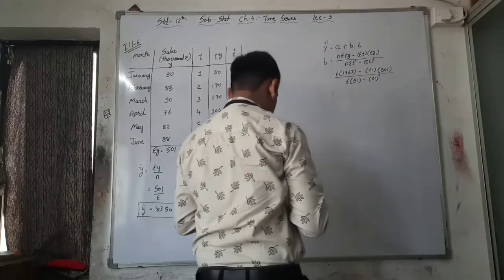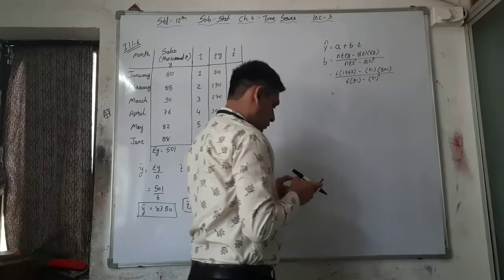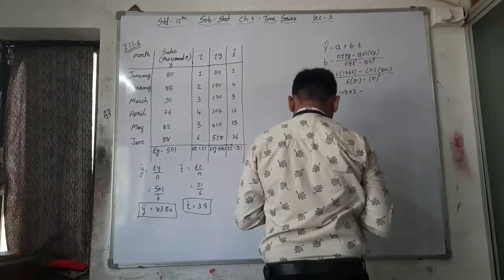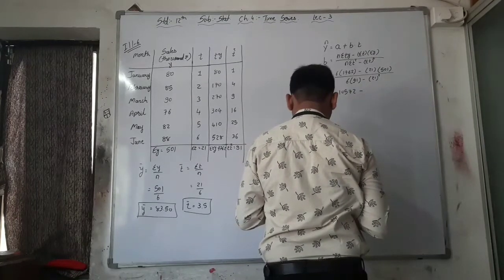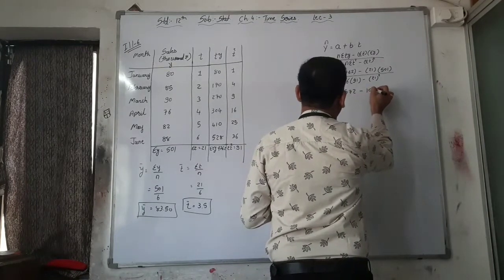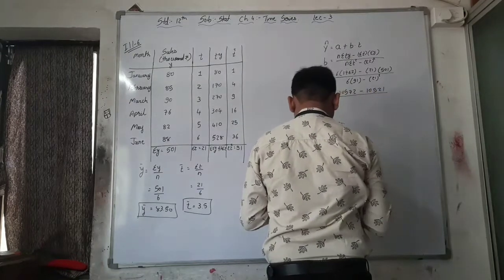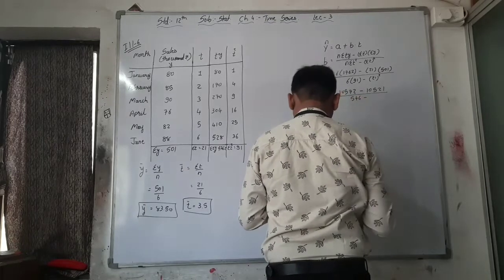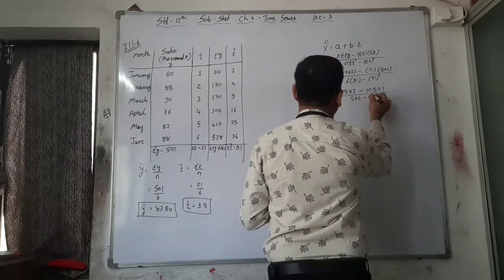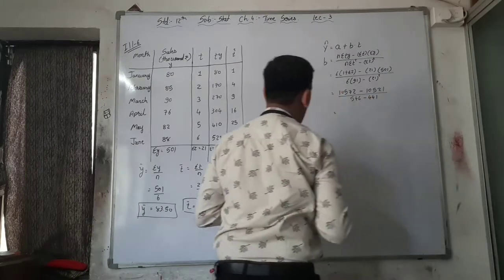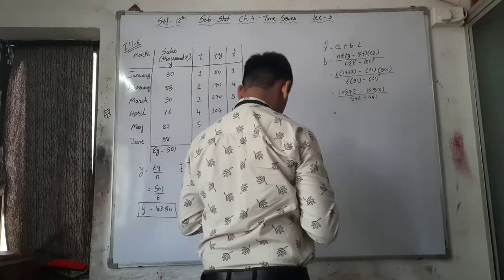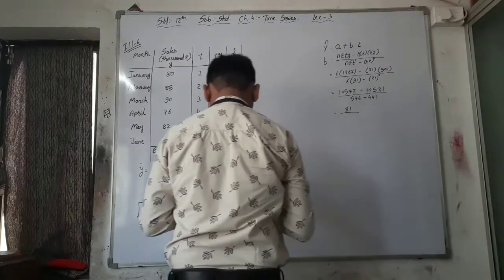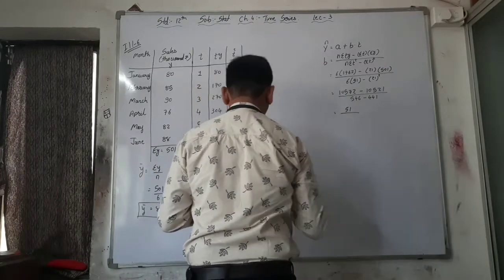So now multiply 1762 into 6, that is 10,572 minus 21 into 501, that is 10,521, divided by 6 into 91, 546 minus 21 square, that is 441. So now the simplification is 51 divided by 105.